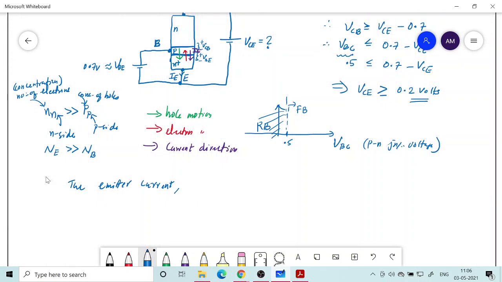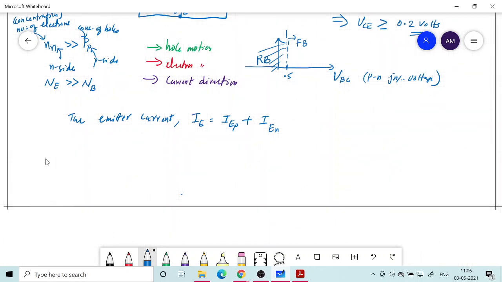So the emitter current IE is made up of two components. One is due to the movement of holes from base to emitter, and the other is the movement of electrons from emitter to base. Now this ratio, we will define as what is called the emitter injection efficiency.